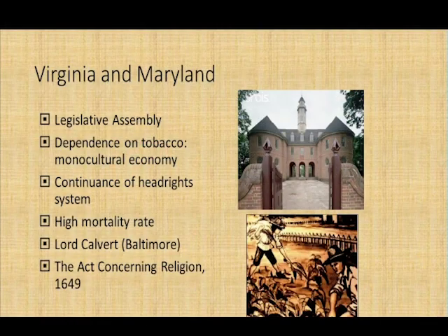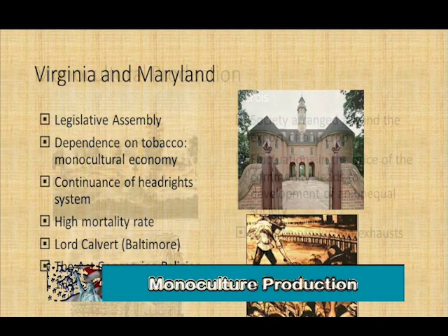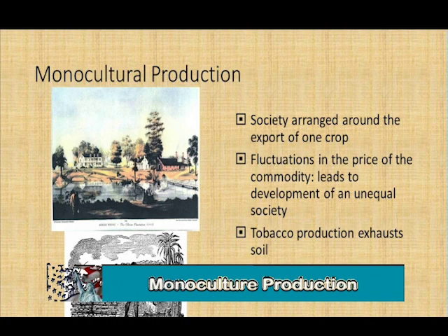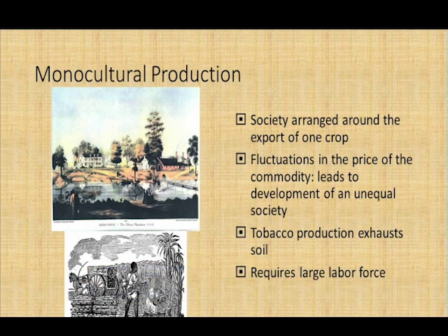Consequently, monocultural production favors the development of an unequal society. During a period of high prices, equalization occurs because everyone is cashing in on the crops. Everyone is cashing in on the boom. Once the prices drop, though, once a bust occurs, we see intense economic and social dislocation.